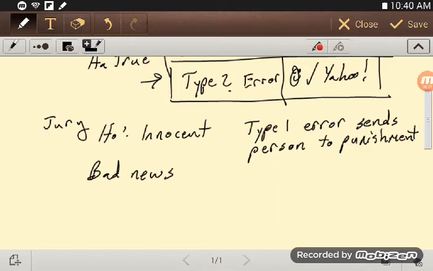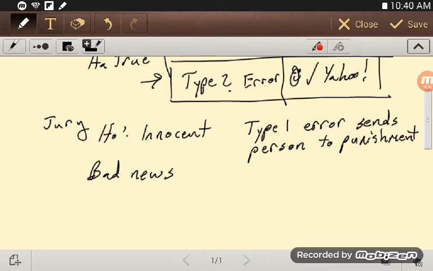I actually was a juror on a murder trial where we found the person guilty. And if someday I learned that that person was not guilty, yeah, I would feel terrible. That would be very, very bad. And so we don't want to do this.